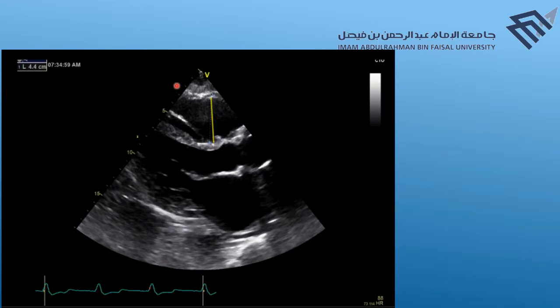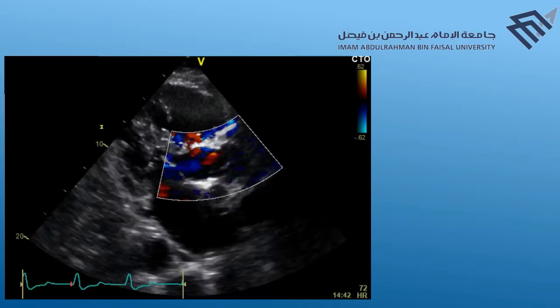So here we can measure his RVOT. The way to measure it is starting from high up, a perpendicular line to the joint between the aortic valve and the septum. And here we got a measurement of 4.4 cm. The normal is up to 3.5 cm. So definitely it is dilated.